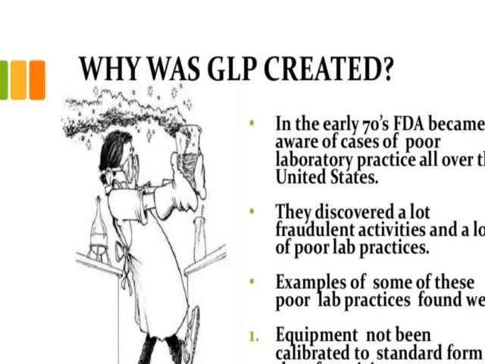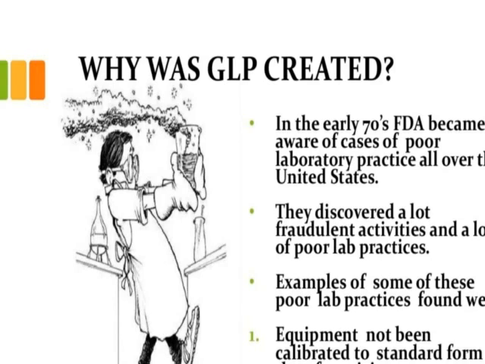Some examples of this: they visited some industries, like in the QC department, and found that the equipment was not calibrated to the standard form. They were not well maintained. Maintenance was not done properly. And in that case they found that they were getting fraud results. That is, fraud activities were going on in the industry.